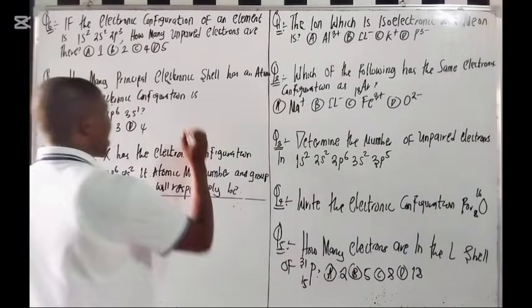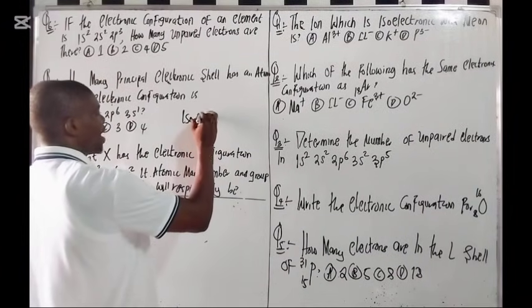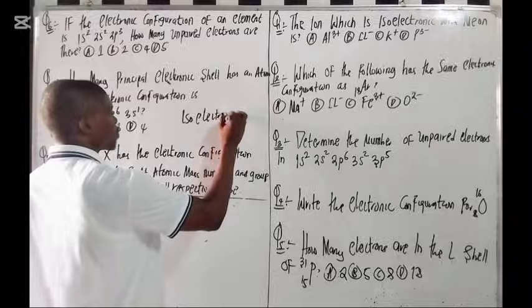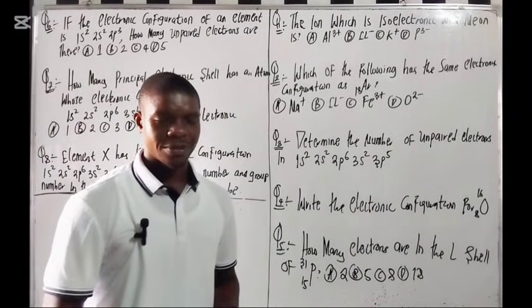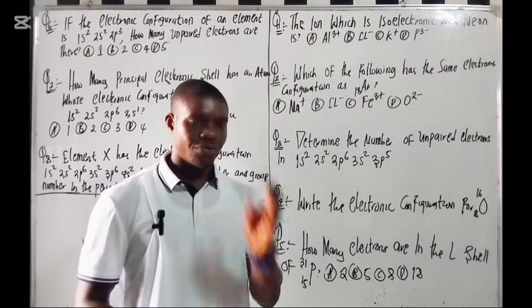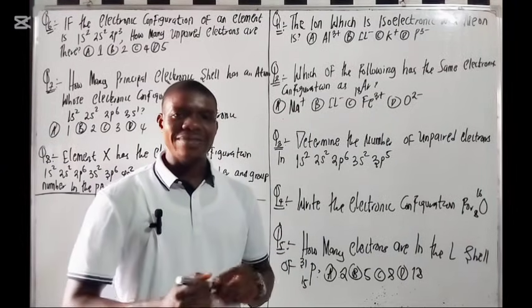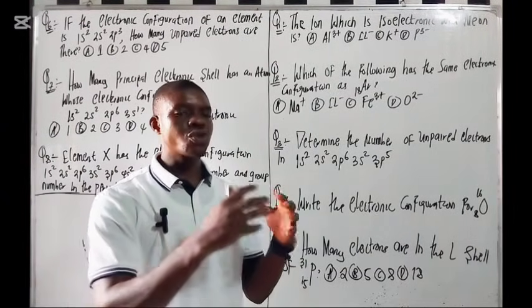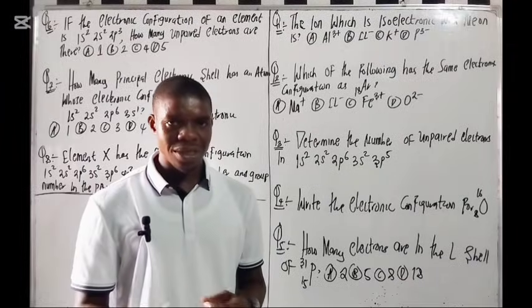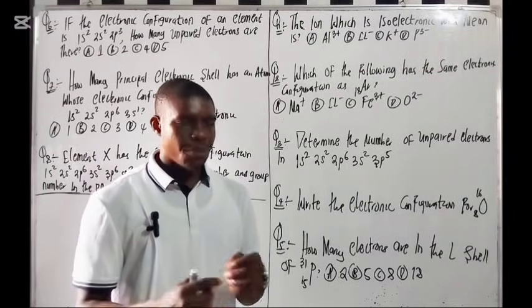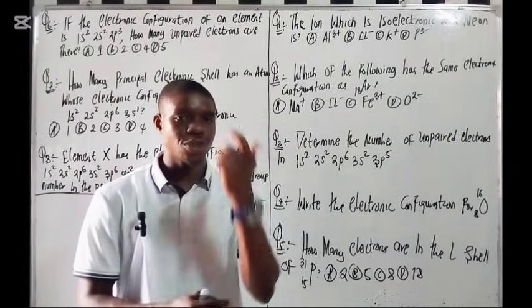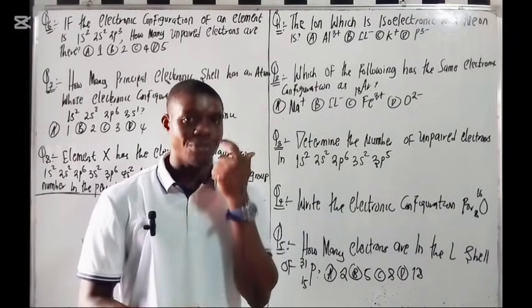Isoelectronic, what does it mean? It means that they have the same electronic configuration. Now, how do they have the same electronic configuration? For two or more species to have the same electronic configuration, they must have the same electron number, because when you're writing electronic configuration, you use the electron number. That's why it's called electronic configuration.